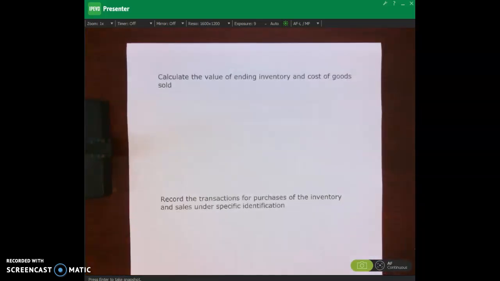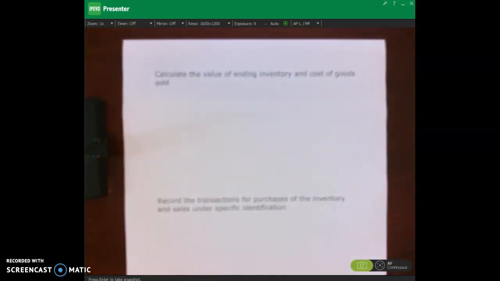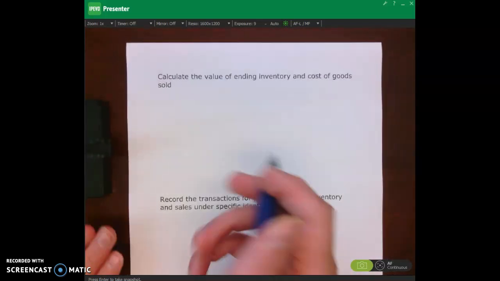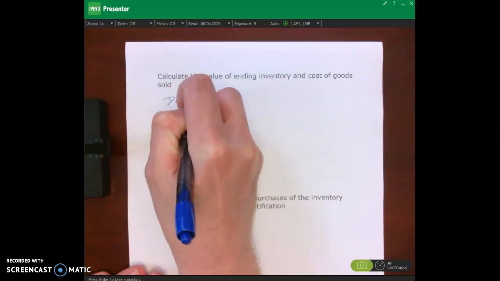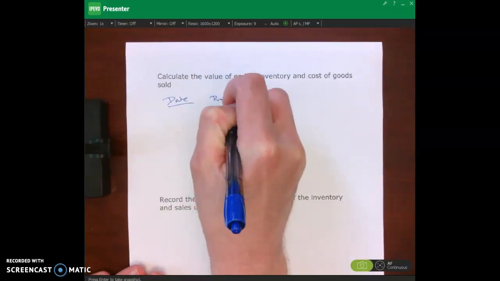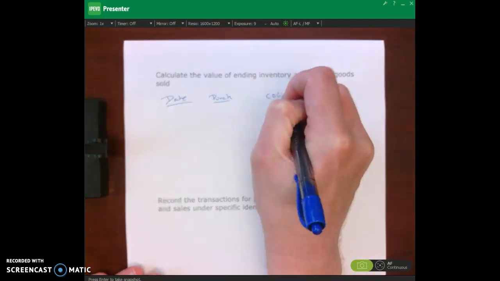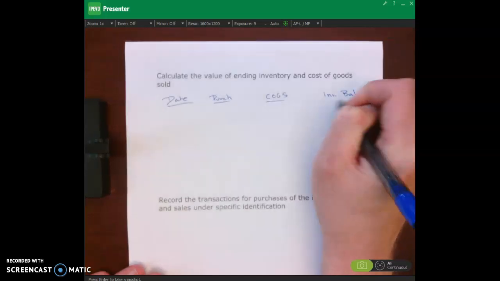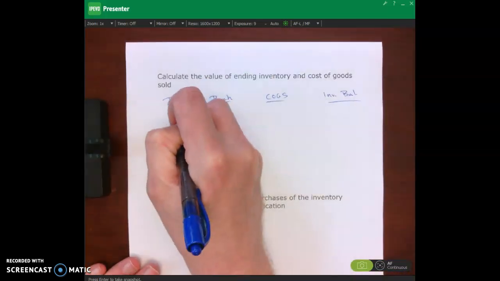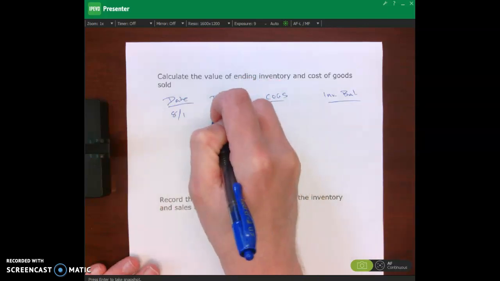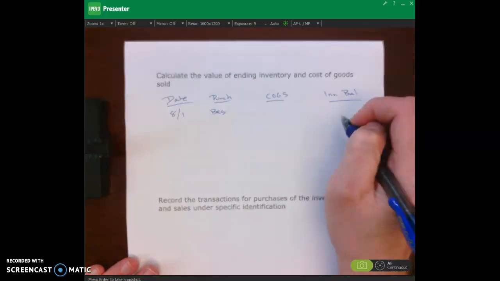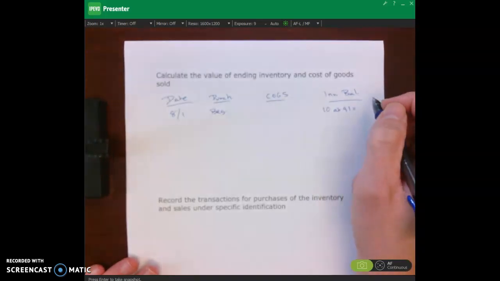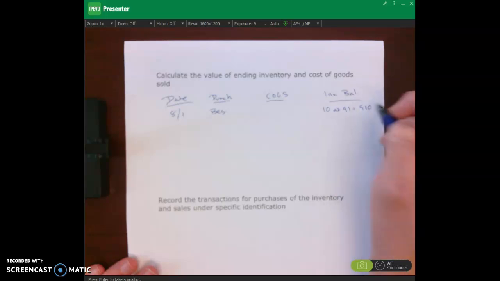Okay, so now I'm going to move on to the next page, and we're going to set up a table to help us calculate the value of ending inventory and of cost of goods sold. I'm going to put date over here, then purchased, then cost of goods sold, and then inventory balance. On date 8/1, this is my beginning, so I'll write beginning, and I had 10 bikes that I paid $91 each for, remember, that's our cost, for a total cost of $910.